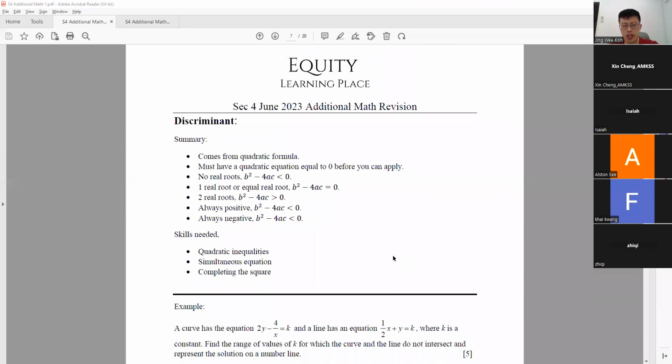These are questions that will definitely come up for your exam. Okay, discriminant: what is our discriminant? Discriminant is your b squared minus 4ac. Where do you see your discriminant? Discriminant comes from where? Discriminants come from your quadratic formula.